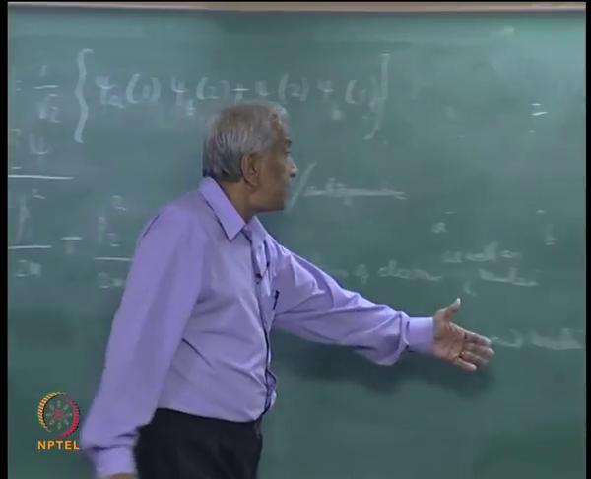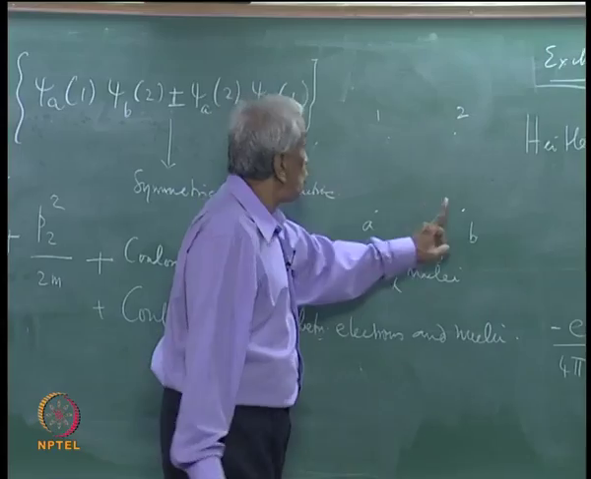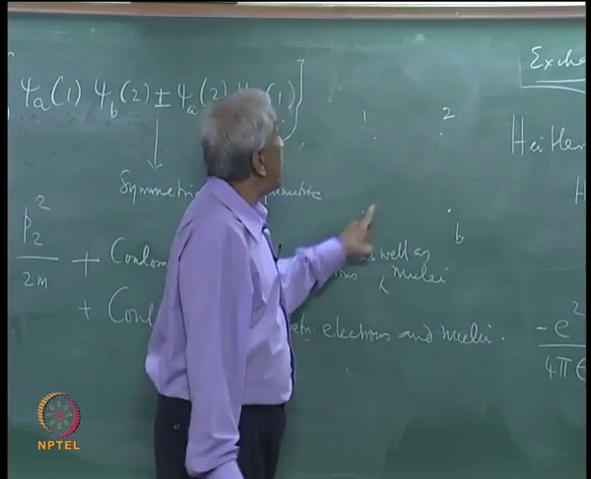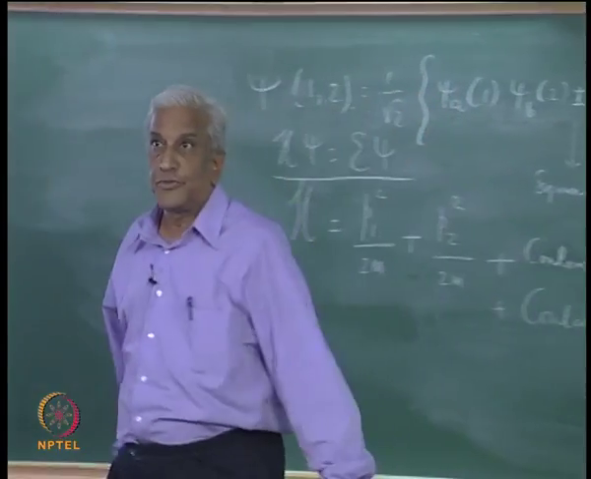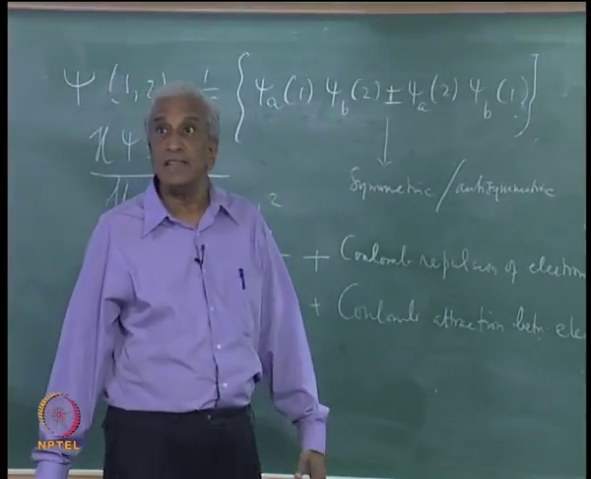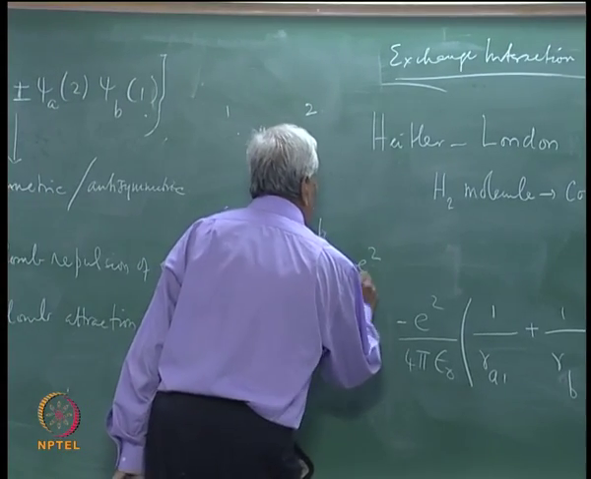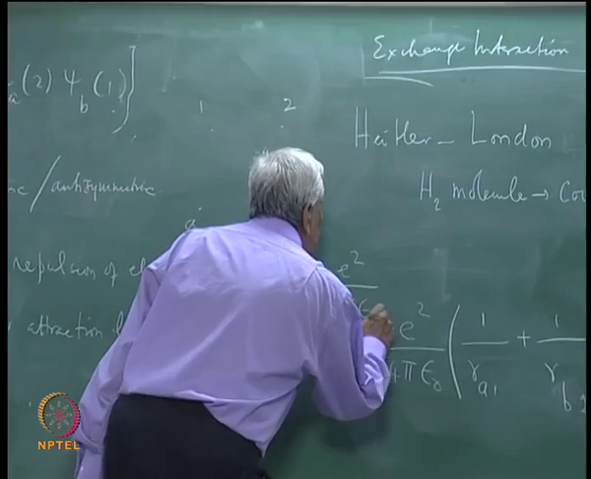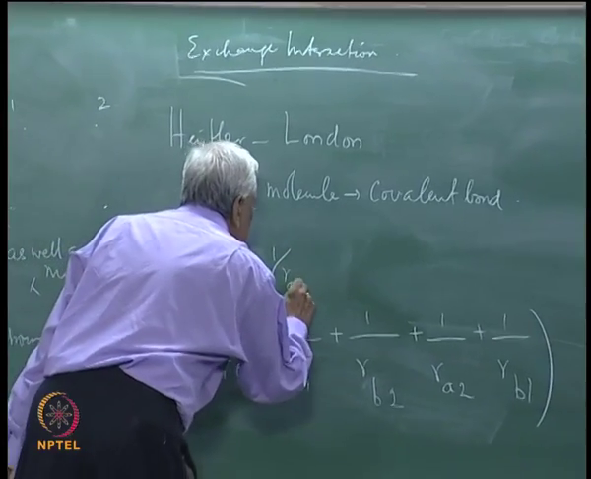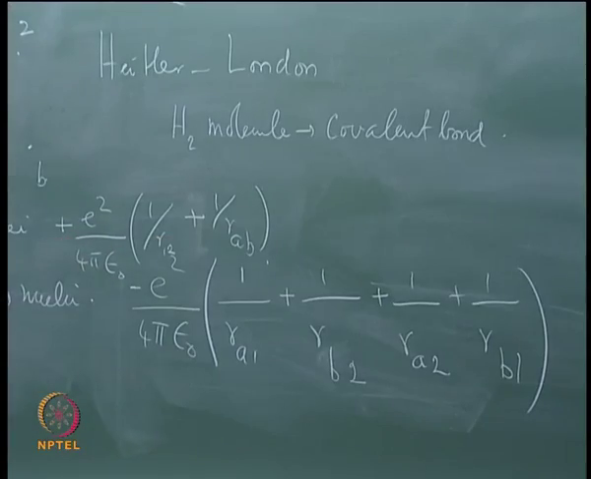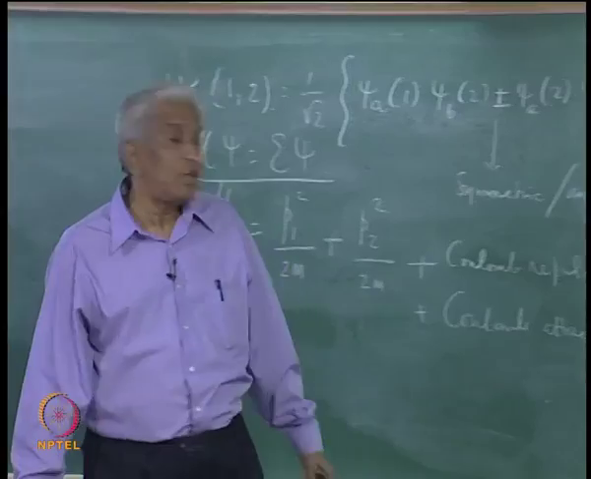these are all attractive because it is between nucleus A and electron 1, and then nucleus B and electron 2, and nucleus A and electron 2, and nucleus B and electron 1, all of which are attractive terms. So, you have 4 such terms, whereas the repulsive terms, which are positive in sign, are plus e square by 4 pi epsilon naught times 1 by R12 plus 1 by RAB. So, these are the distances between the two nuclei, RAB, and the two electrons, R12, both of which are repulsive.